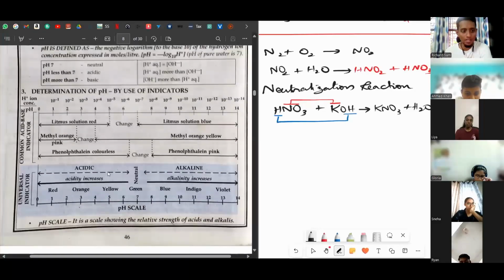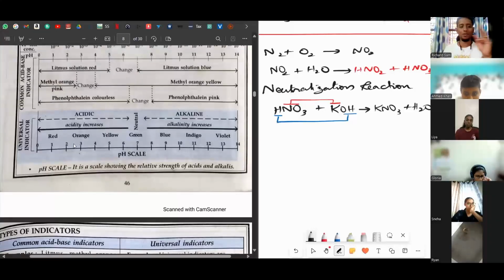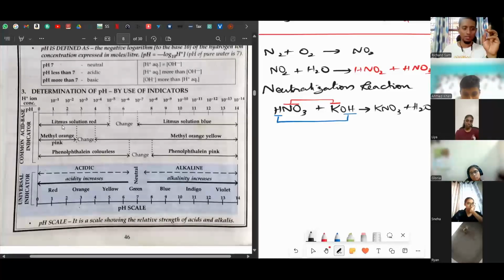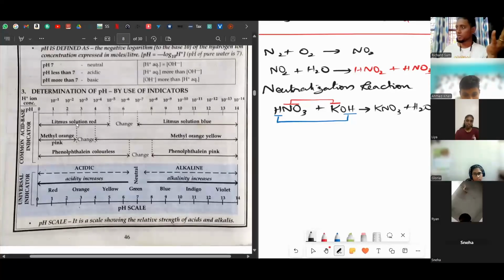Okay. All right. Now let's look at the common acid-base indicators. You have three indicators. The first one is called litmus. You've heard of litmus paper? Yeah. The second one is methyl orange, and the third one is phenolphthalein. These are the three indicators. So here you can see the color change, what color it becomes. Litmus solution turns red if the pH is anywhere between 0 and 5. And litmus turns blue if the pH is between 7 to 14. So mostly we use this. If the color is red, then you know it's an acid. If it's blue, then you know it's a base.